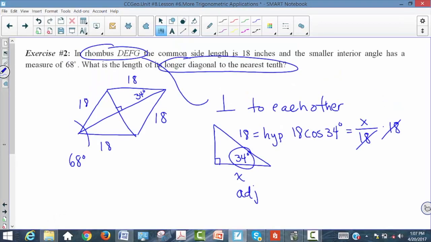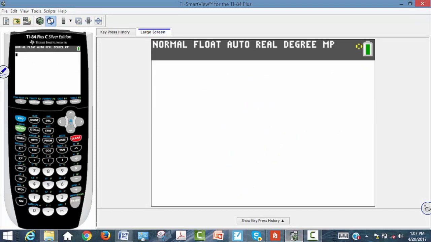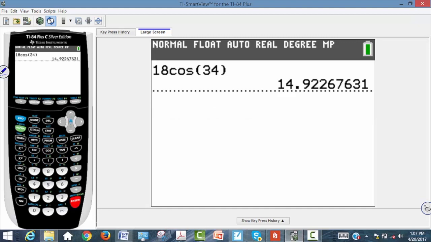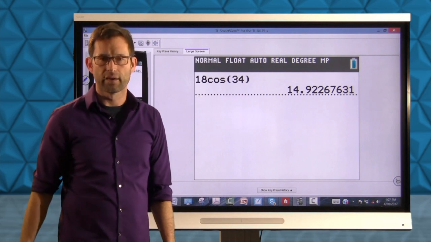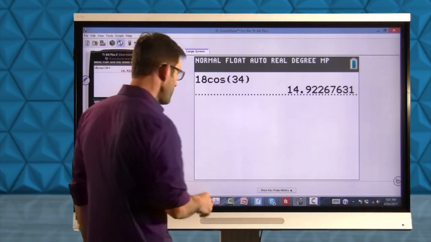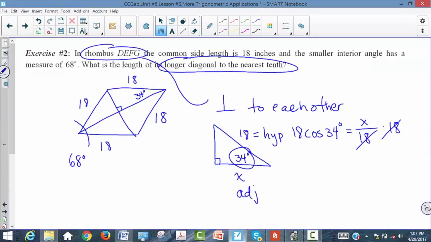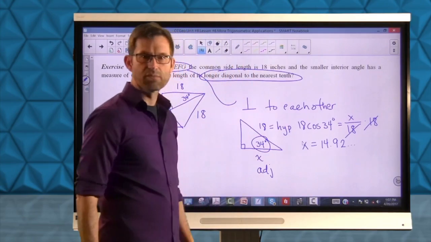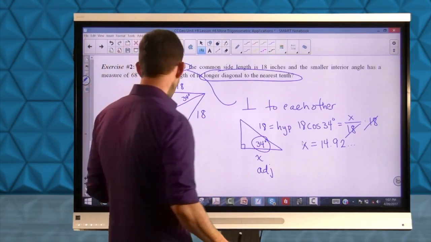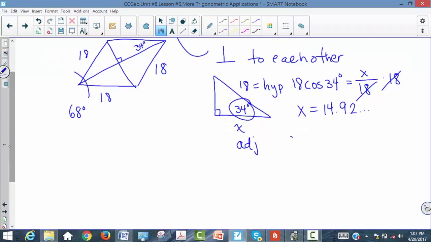Let's do that really quick. All right, 18 cosine 34. 14.92, etc. That's half the diagonal. Why don't we write it down? I'll write it down as 14.92, dot, dot, dot, meaning there are some decimals I haven't written down yet. But then the actual length of the longer diagonal will be 2x.